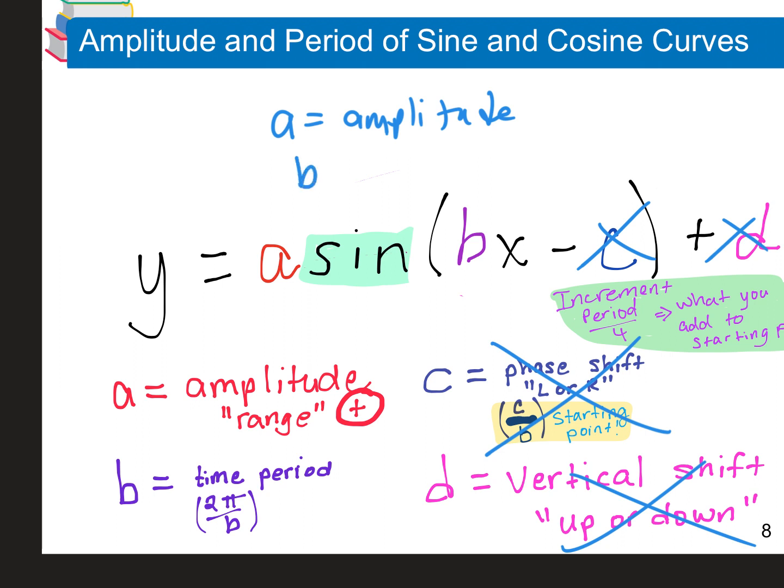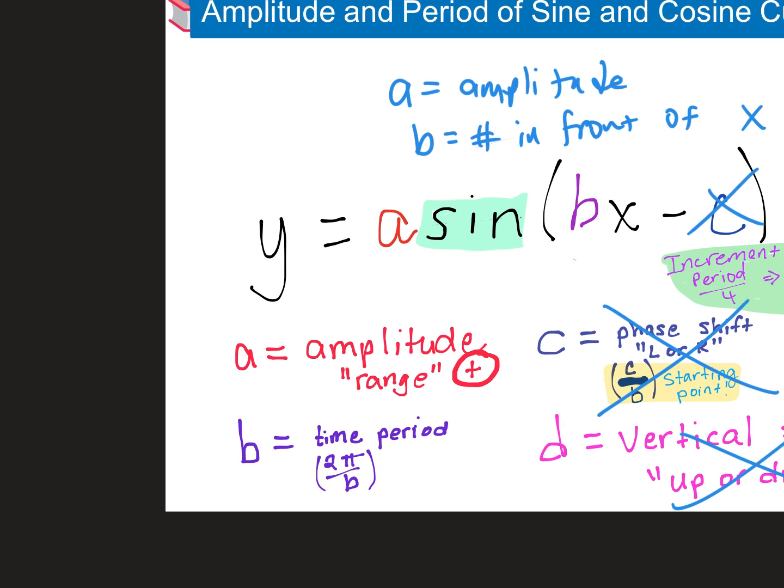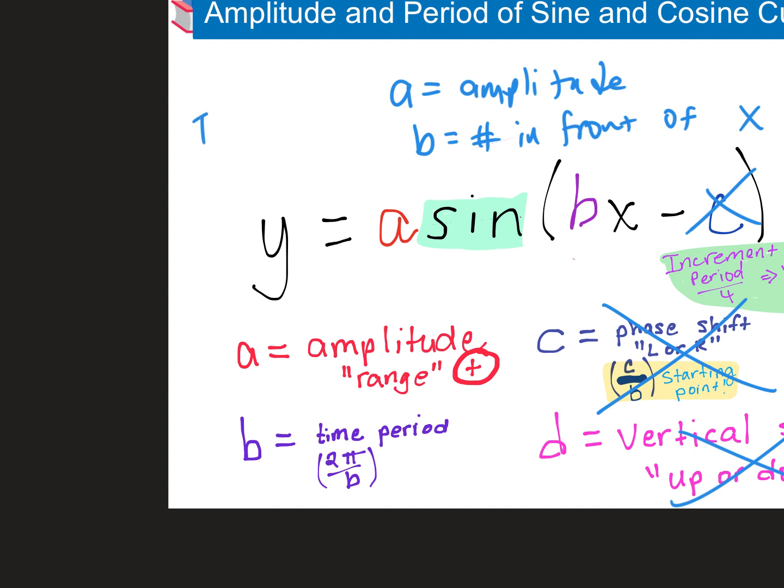You need to take the B. And remember, what is the B? B is the number in front of X. And what do we do with that? To find the time period, it's one whole circle divided by the B. All right? You're going to have to identify 3 things: the amplitude, the time period, and then the increments.